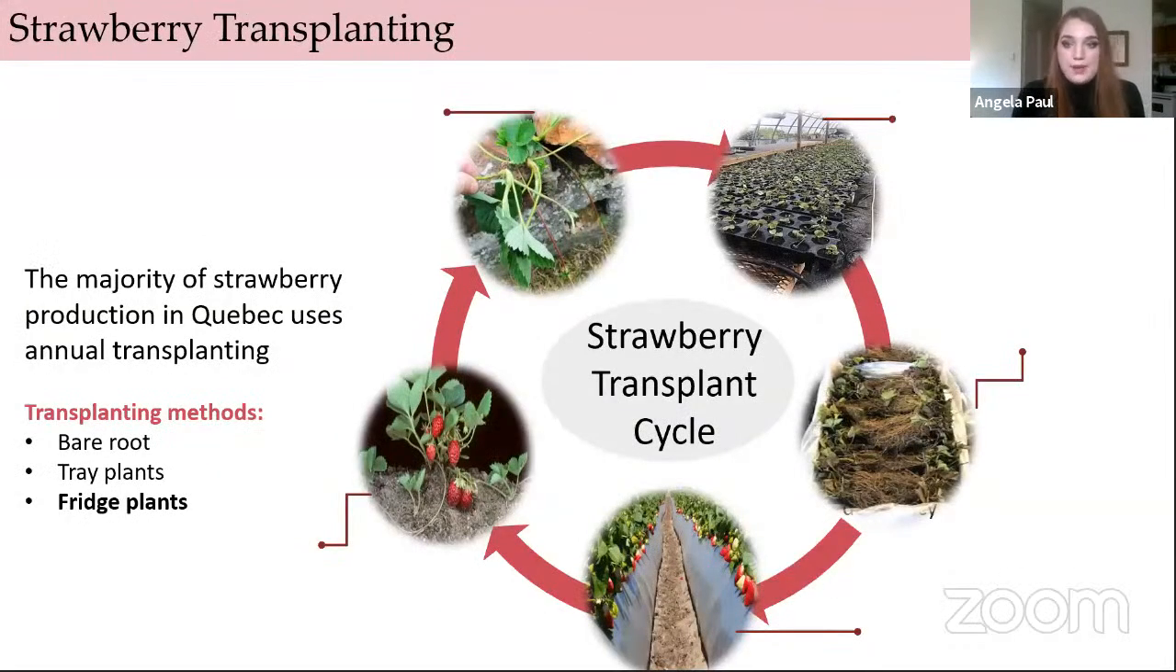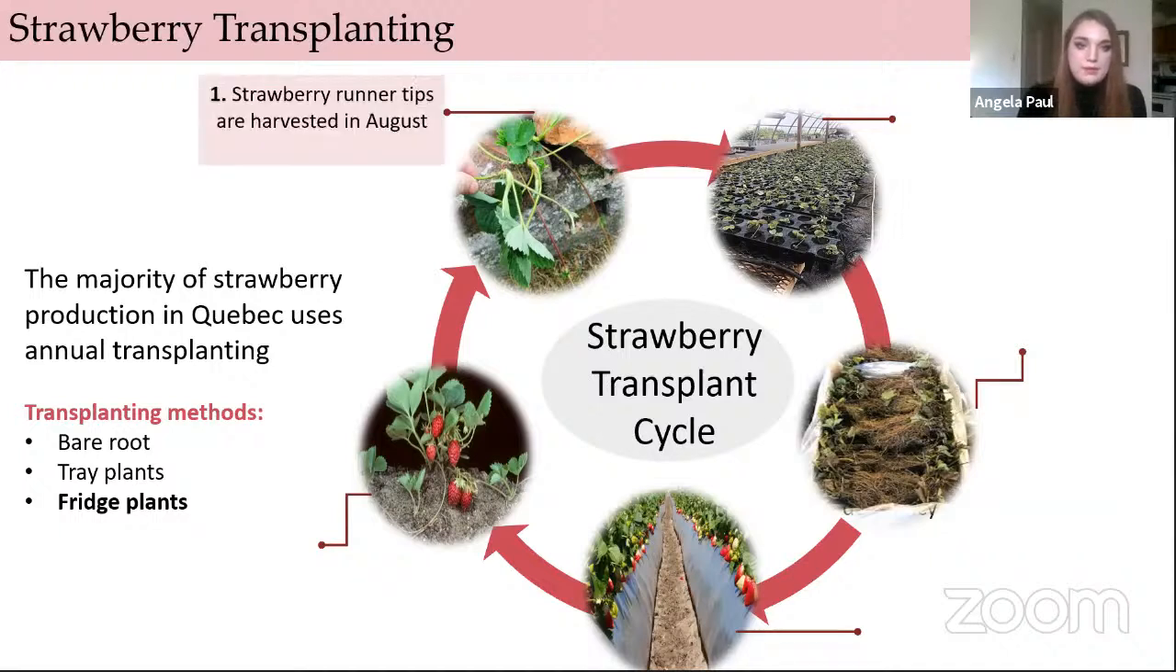Before going into my objectives and hypotheses, I just want to briefly touch on strawberry transplanting, since I used transplants for both of my experiments. Strawberry transplants are the way that most Quebec farms grow their strawberry, through annual transplanting. They use 3 methods: bare roots, tray plants, and fridge plants. For my experiment, I mostly used fridge plants, which you can see in this transplant cycle.